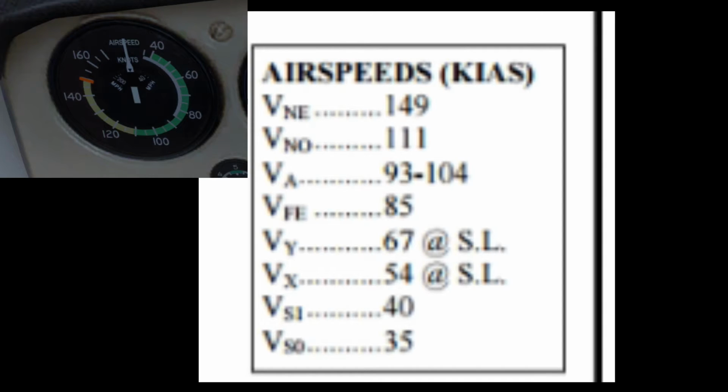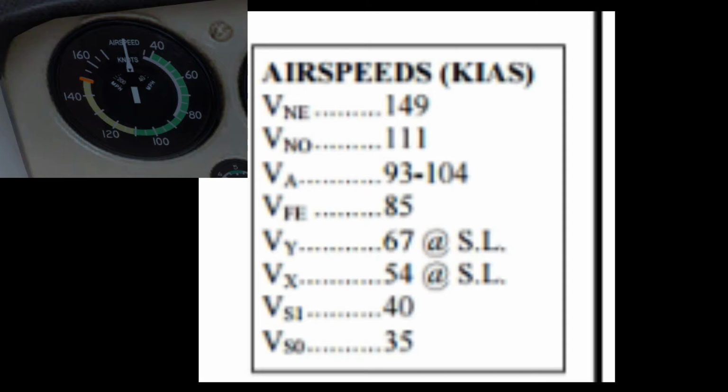Let's talk about the VNE at first, okay? So VNE is the never exceed speed. You never want to exceed that in the plane. It is basically the red line on your airspeed indicator. So if you go past that, it's not a good day for you. Usually means structural integrity is not going to be that good for you, and yeah, you could break the plane that way. So never ever exceed 149 in the Cessna 152.